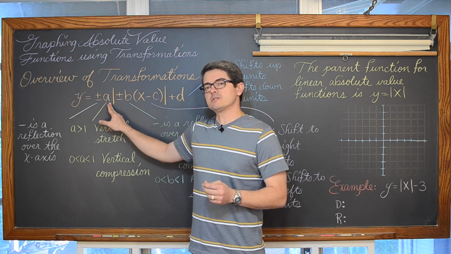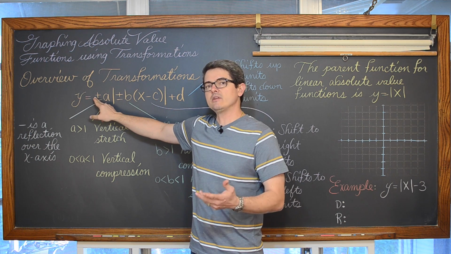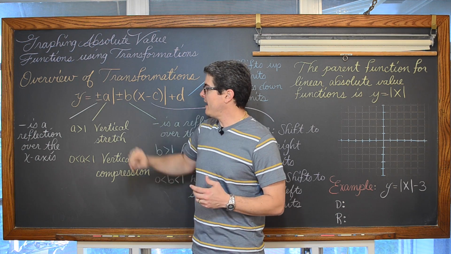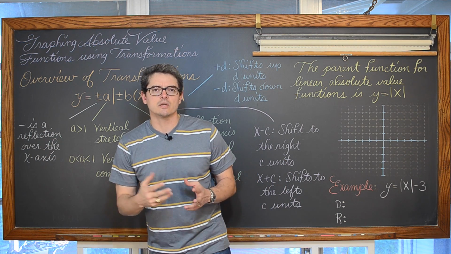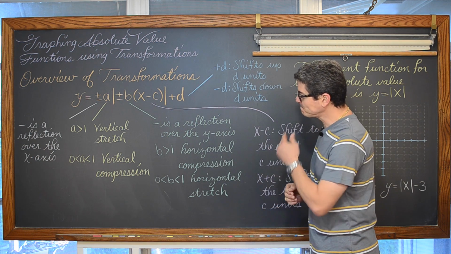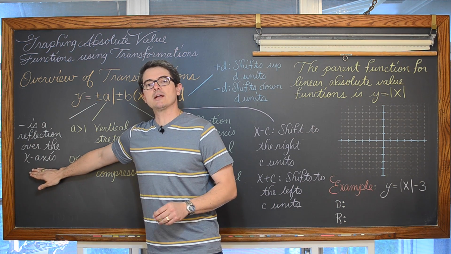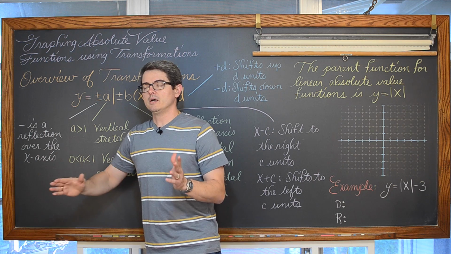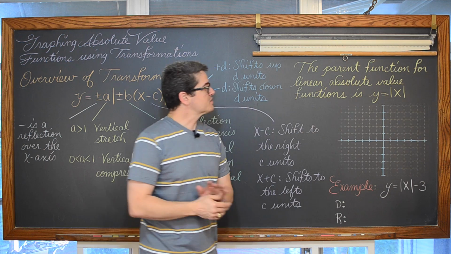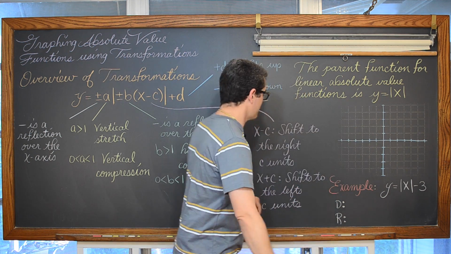If your leading coefficient is positive, then you're not going to have any transformation at all. But if your leading coefficient is negative, what it's going to do is take your parent function and reflect it over the x-axis. We'll look at what the parent function for linear absolute value functions is in a second. It's going to be y equals absolute value of x. If that leading coefficient is negative, again, it's going to reflect our graph over the x-axis. The parent function for a linear absolute value function is y is equal to the absolute value of x.